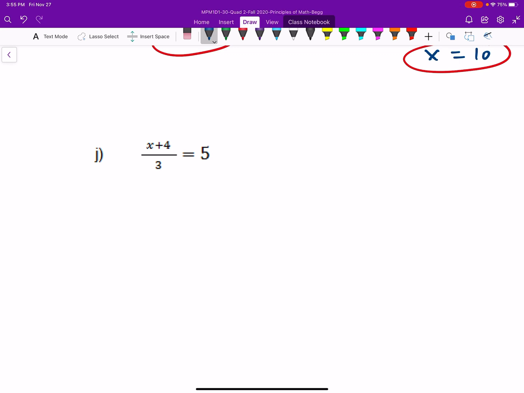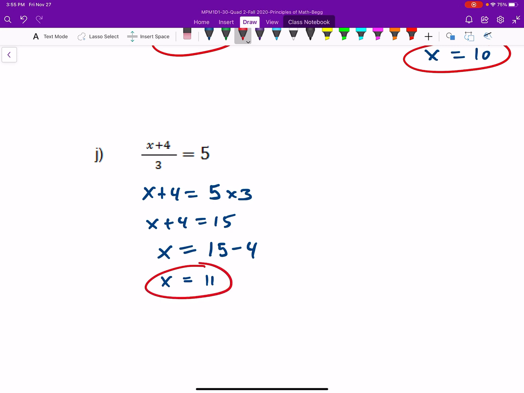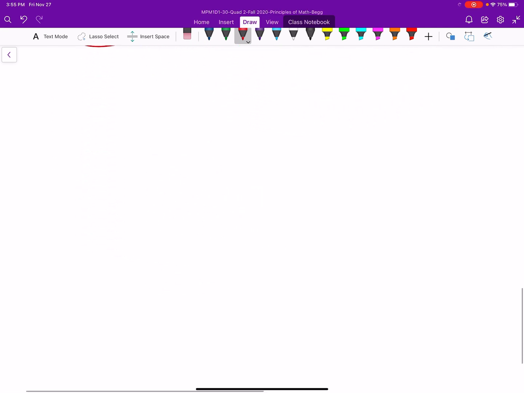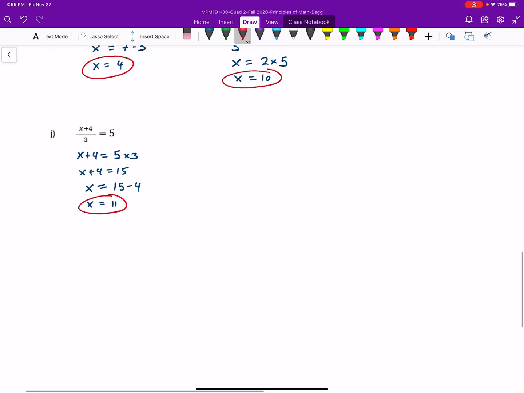So I would multiply both sides by 3 first to get rid of that, to do the opposite of dividing by 3. So I'd have 15 times 3. So x plus 4 equals 15. Then I'd bring the 4 to the other side and subtract. So it would be x equals 11. Let's check it. 11 plus 4 is 15. 15 divided by 3 equals 5. Yep, that works. And that, it appears, is the last example.